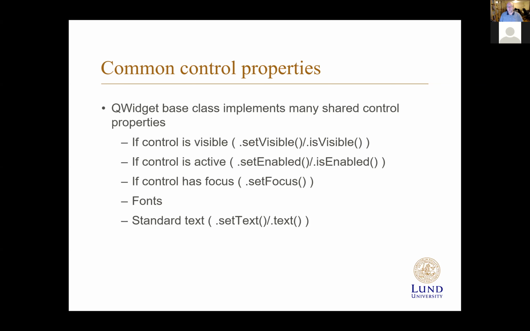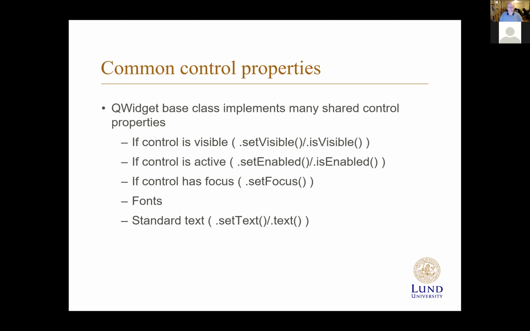So set enabled false will disable the control, but it's still visible on the screen. Is enabled, you can check that. And set enabled true, it will be activated again. Certain controls can also have a focus. So if you have multiple text controls in a window, only one of those can have the cursor at the same time. And when you use set focus, you can move your focus around the controls to set where the cursor is active at a certain point in time.